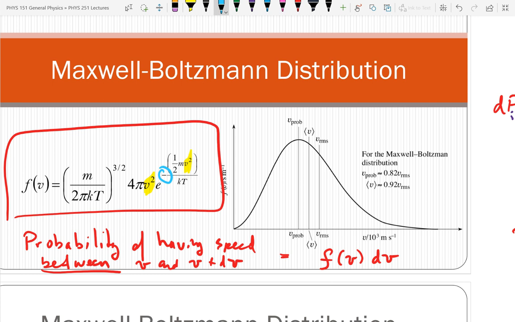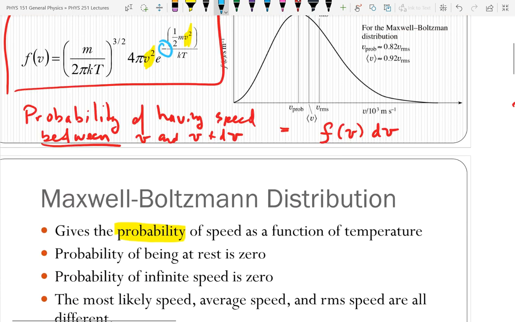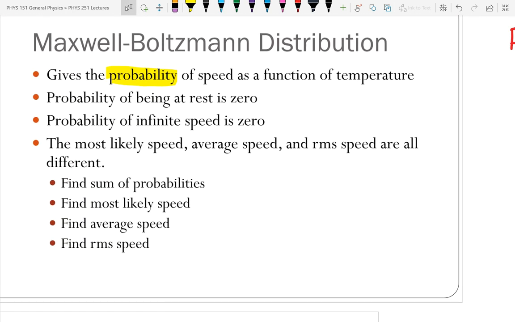You do what? Okay, you find the max in the graph. And how do you find the max? We have a mathematical way of finding the max. We set the derivative equal to 0 and find the speed that makes that true. So we can find the most probable speed by taking the derivative of this function, setting it equal to 0. So the first thing I'm going to do is find the most probable speed, which here I wrote most likely speed.